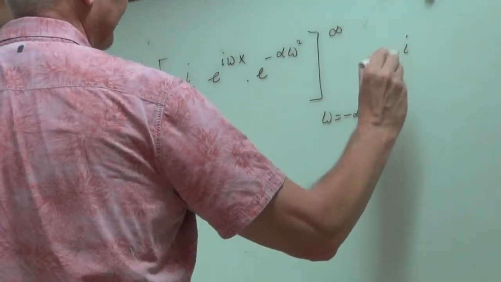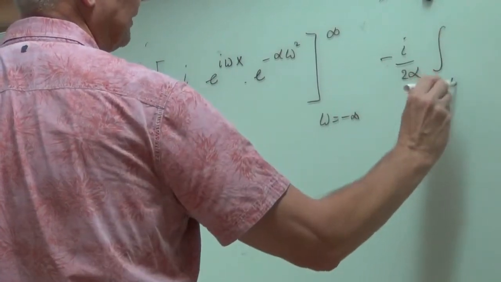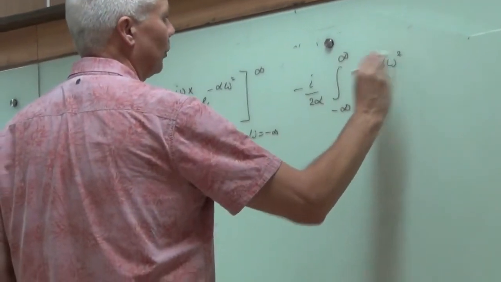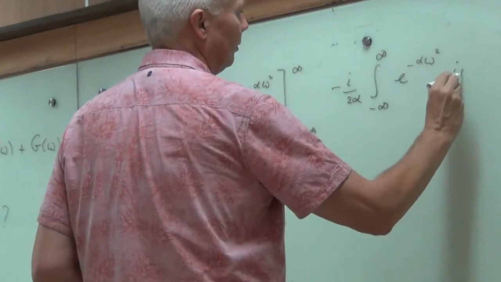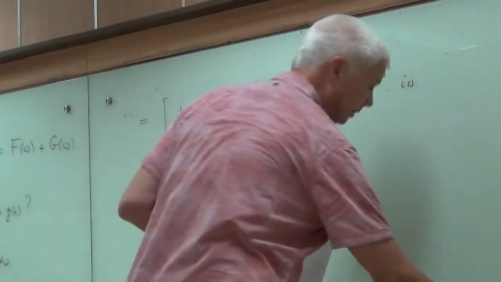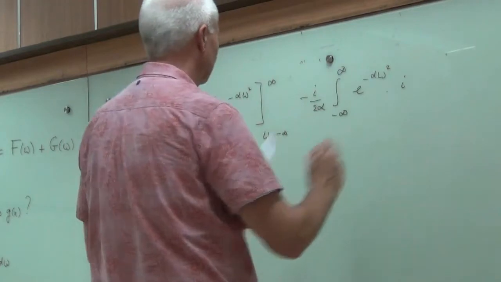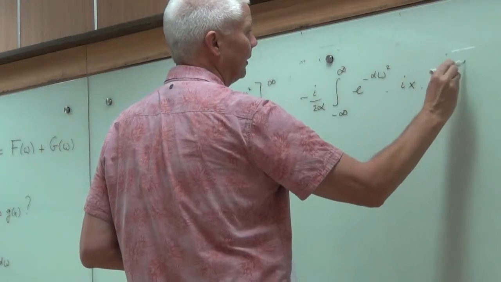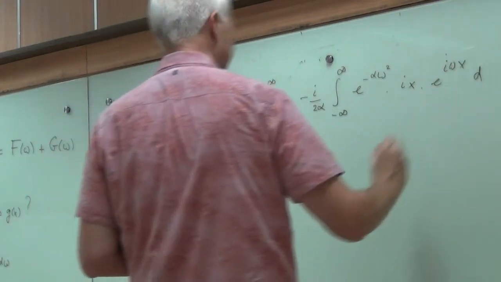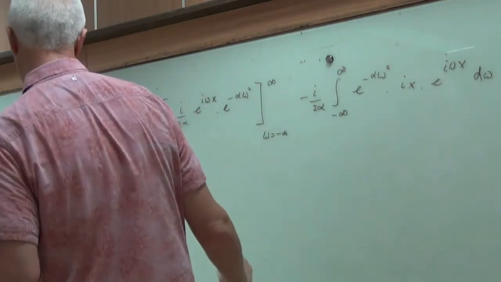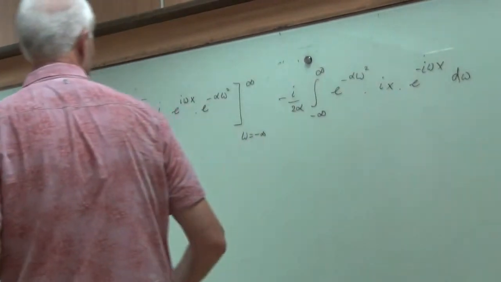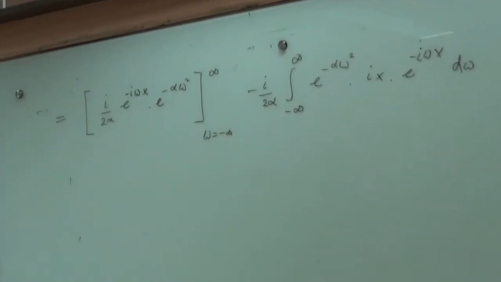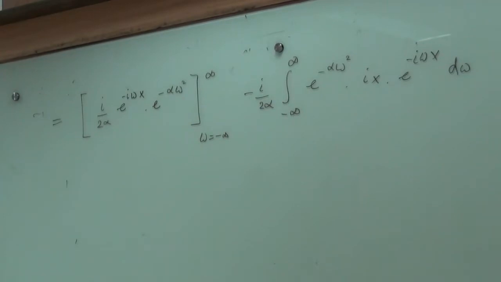And then I will get minus i over 2 alpha, integral from minus infinity to plus infinity, and then I get e to the power minus alpha omega squared times i omega, no sorry, ix, times e to the power i omega x d omega, with a minus sign. This was what I get.